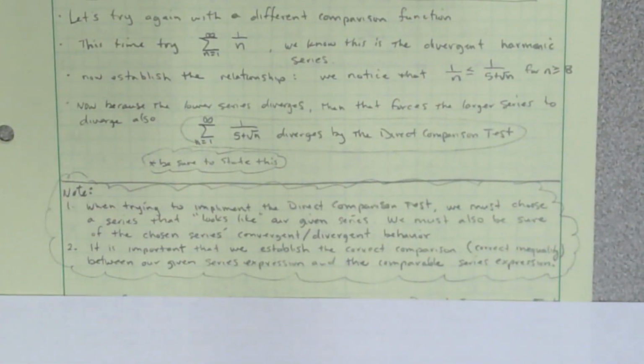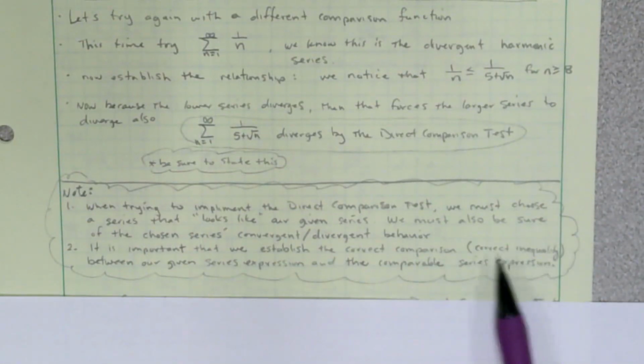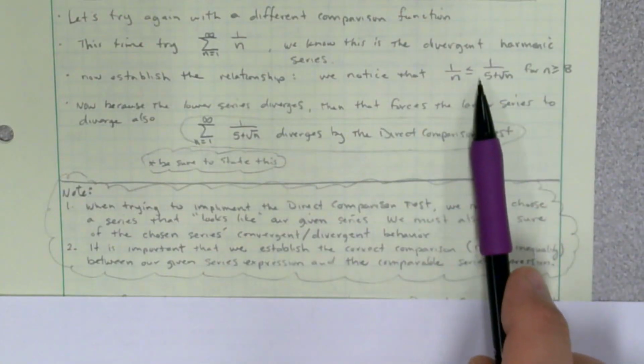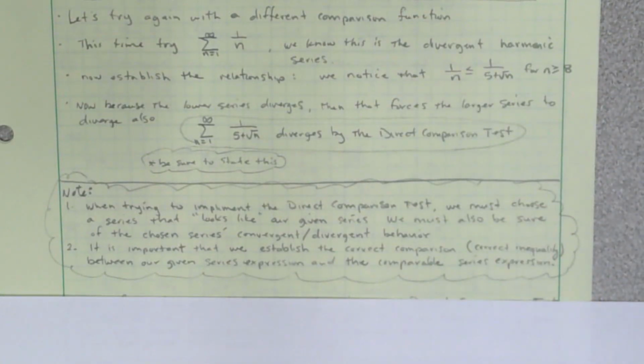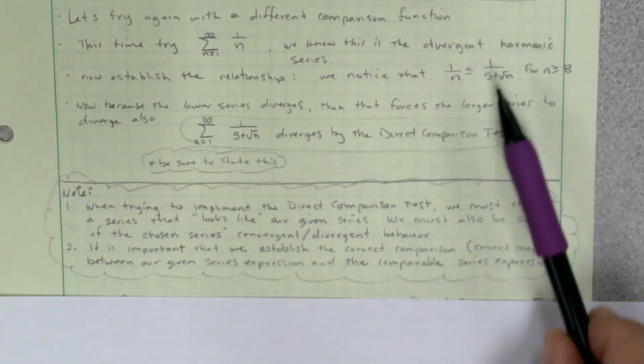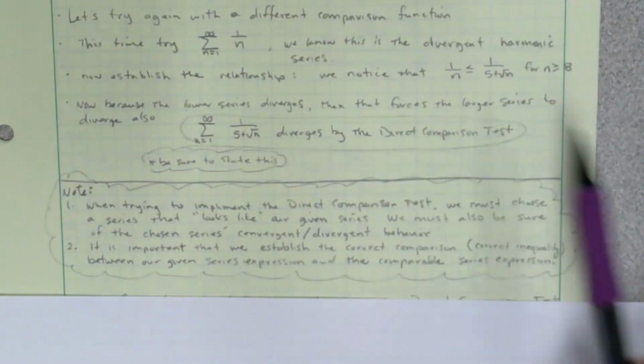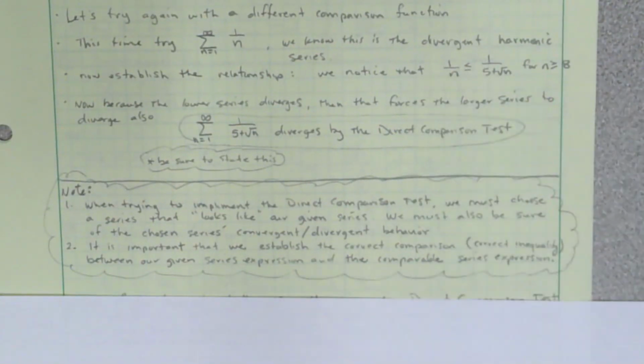When trying to implement the direct comparison test, you must choose a series that looks like our given series. We must also be sure of the chosen series' convergent or divergent behavior. It is important that we establish the direct comparison, the correct inequality, this part right here, between our given series and the comparable series expression. So you want to make sure that happens. You have to establish the final answer here. You got to show the direct comparison part of it.